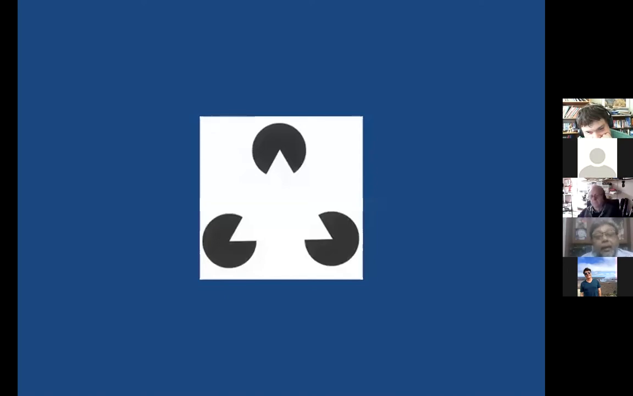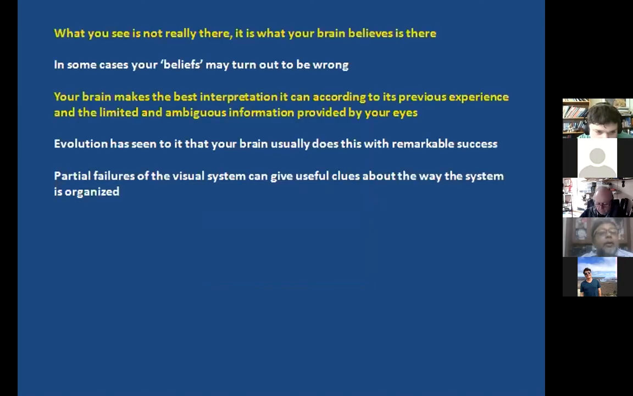What do you see here? Here you see a triangle, but actually there is no such triangle. We perceive this as one triangle because of the structure. So our brain is making this. What you see is not really there. It is what your brain believes is there. So in some cases, your beliefs may turn out to be wrong. Your brain makes the best interpretation it can according to previous experience and the limited and ambiguous information provided by your eyes. Evolution has seen to it that your brain usually does this with remarkable success.